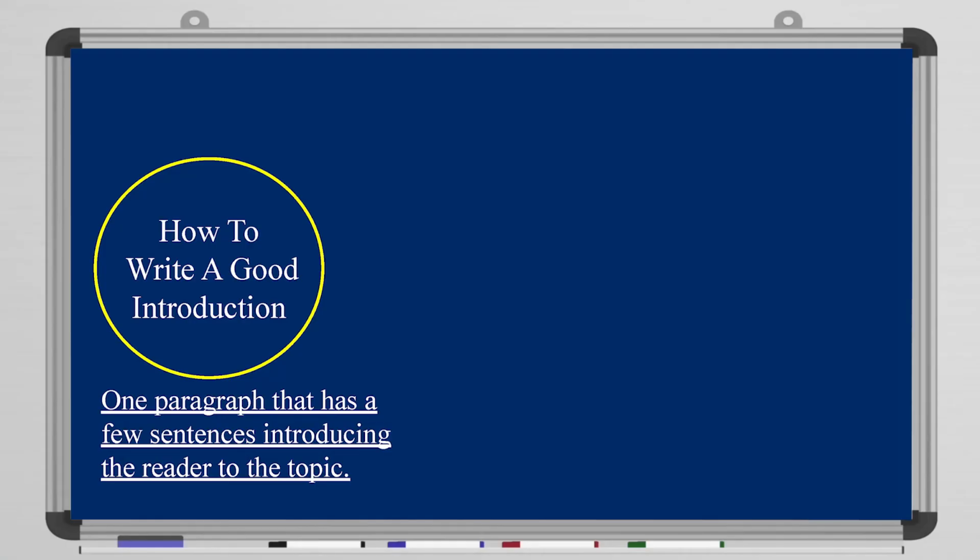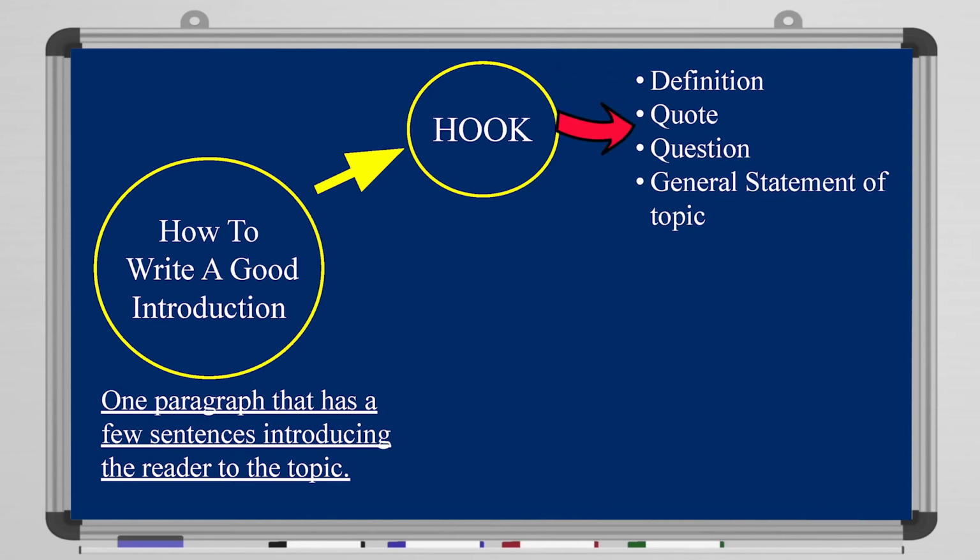How do I write a good introduction paragraph? A good introduction paragraph consists of a few sentences, 2 or 3 sentences. I want, okay, a hook, and a hook is, like I said before, what the fishermen use to grab the fish and to reel it in, okay. So I want you to reel the reader in. I want you to pull the reader. How? With a hook. Give me a definition, give me a quote, give me a question, give me a general statement of the topic. Then I want your thesis statement.